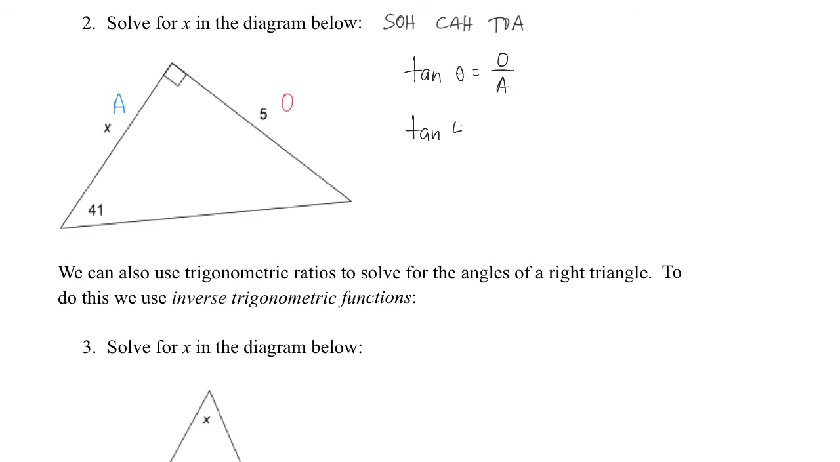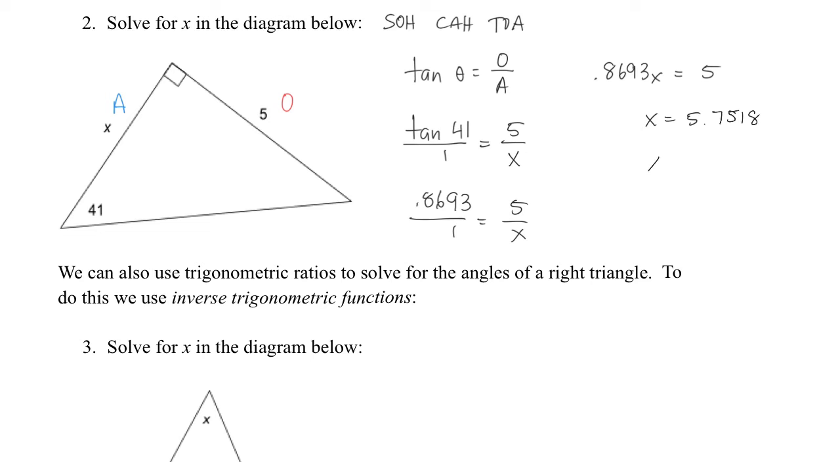Tangent of 41 over 1 equals, my opposite is 5, my adjacent is x. Let's figure out what tan 41 is. I got 0.8693 over 1 equals 5 over x. Cross multiply and solve. 0.8693 x equals 5. And then divide both sides. 5 divided by 0.8693 is going to be 5.7518. Round to the nearest tenth in this case, 5.8.